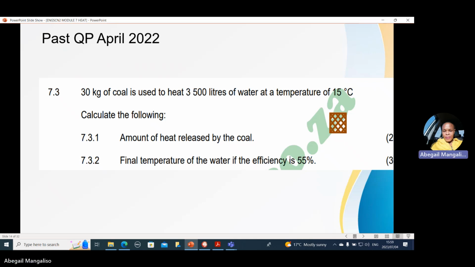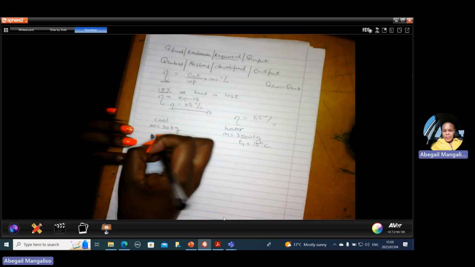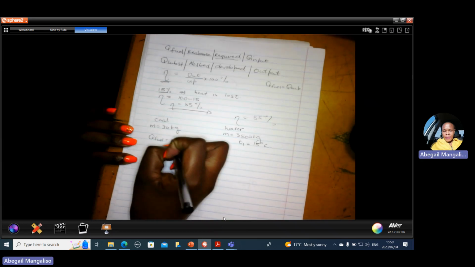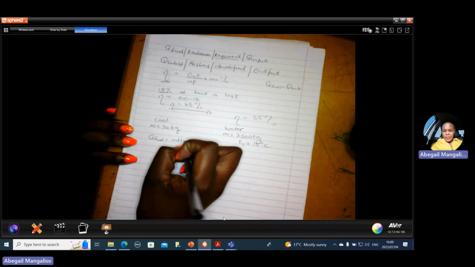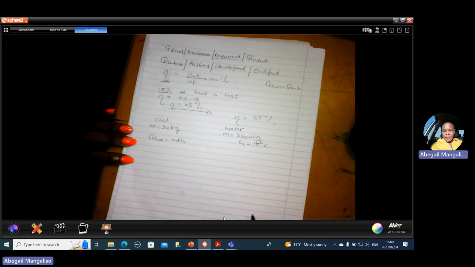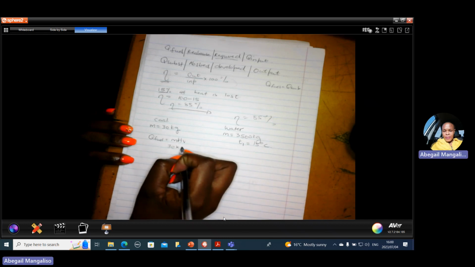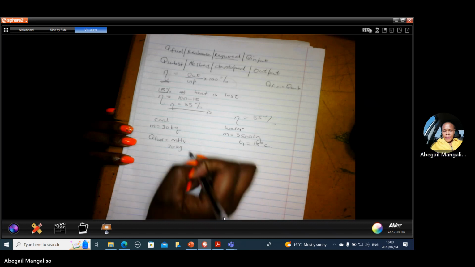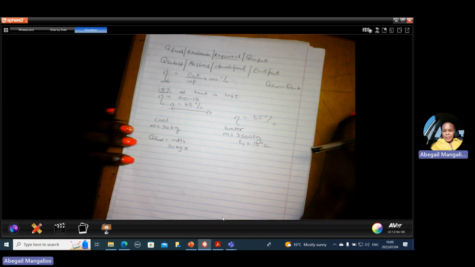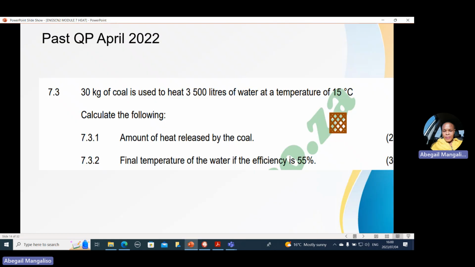Calculate the amount of heat released by the coal. So you are looking for the Q of the coal, the Q of the fuel. The formula to calculate the Q of the fuel is MHV, not MCHV, sorry. It's MHV. This formula will be given in the exam. The mass of the fuel is 30, let me include the units, 30 kg, multiplied by a heat value. We're going to get the heat value from the table.